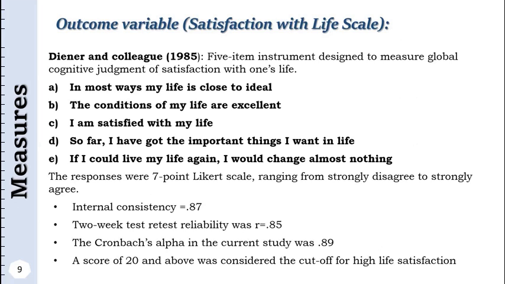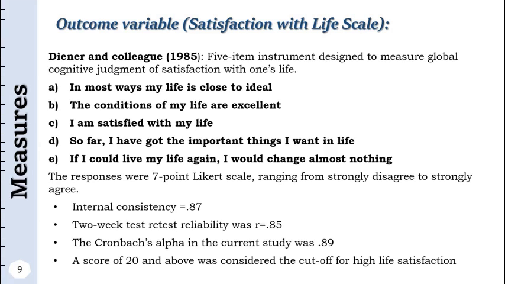To create this life satisfaction variable, I have used the Diener and colleagues' scale. Using the responses to the 5 statements regarding life satisfaction, a continuous scale was constructed with scores ranging from 5 to 35. Past research has shown that the scale's internal consistency was high, at 0.87. Two-week retest reliability was 0.85, and the Cronbach's alpha value for this current study was 0.89.